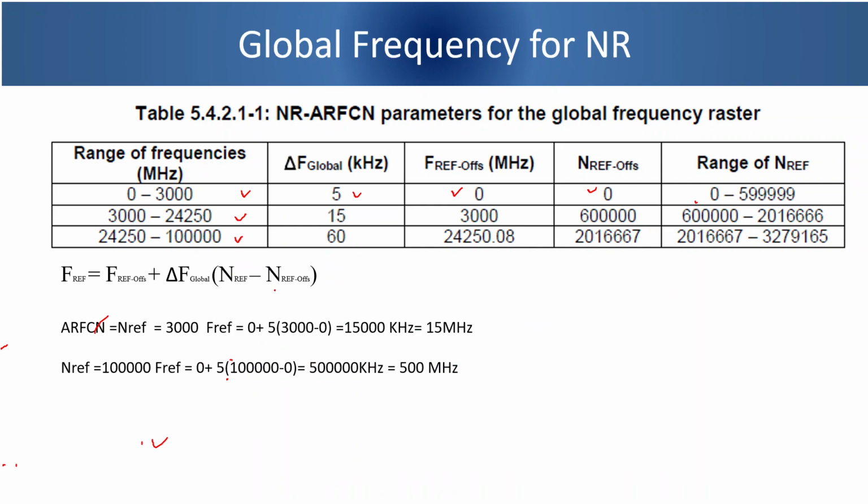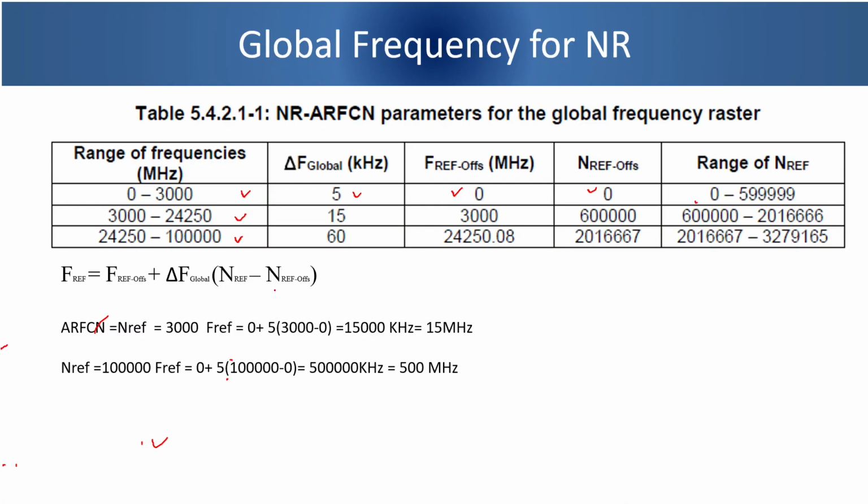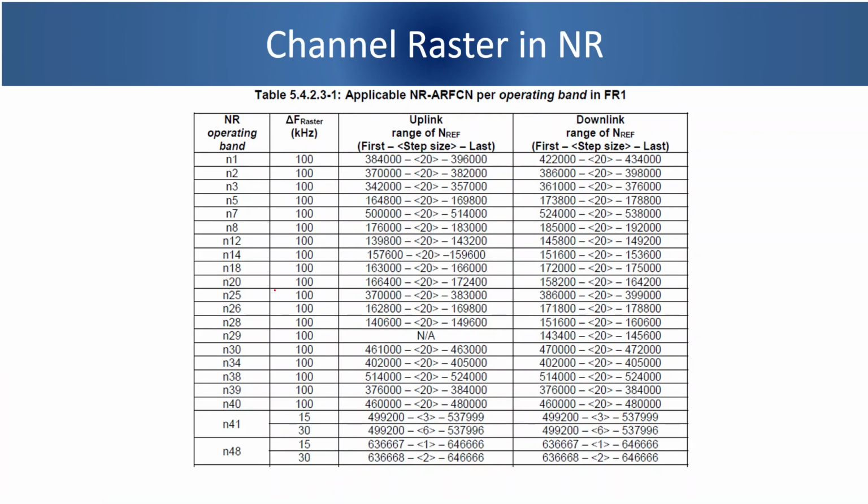So these are the global frequency raster steps. But in 5G, the raster is not 5 kilohertz, 15 kilohertz, or 60 kilohertz everywhere; it is in steps of 20, or steps of 3 or 6, depending upon the band. If you look at the new radio bands, which are called N1, N2, etc., here the raster is 100 kilohertz.